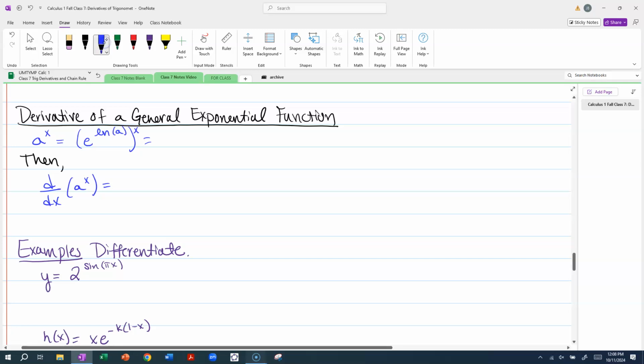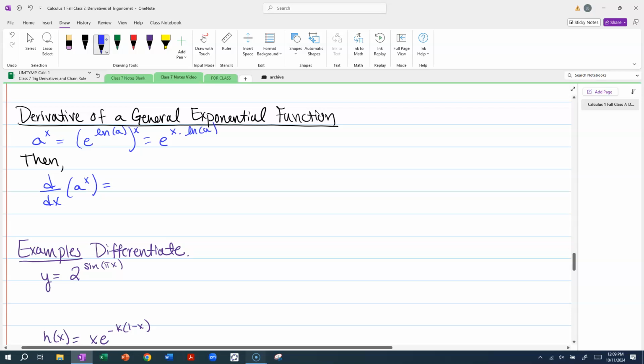All right, we know the chain rule, and so now we can return to the exponential function and say, okay, if we have a to the x, we can also write a to the x as e to the ln of a, right? Because e and ln are inverses. We could write this then as e to the x times ln of a, right?